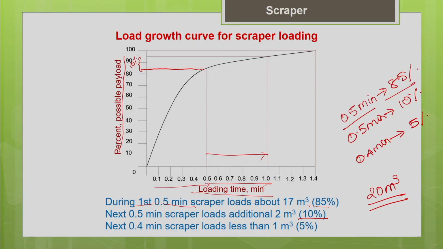So, we have to go by only the optimum loading time, which you can get from the manufacturer. The optimum loading time can be determined from the load growth curve, and you can also get the value from the manufacturer. This curve clearly shows that only for the first 0.5 minute the loading rate is good, 85% you have filled. Beyond that, your rate of loading has started reducing, because in the next 0.5 I have loaded only 10%, and in the next 0.4 only 5%. So, that means we should not try to load it to its fullest capacity. We are actually wasting our time by trying to do so. So, find the optimum loading time by drawing the load growth curve.